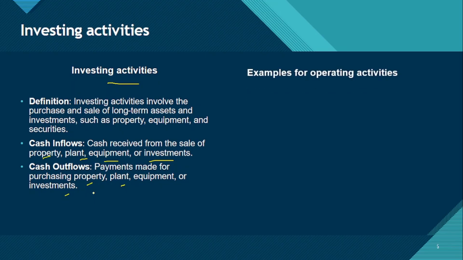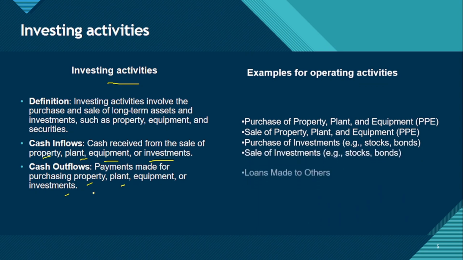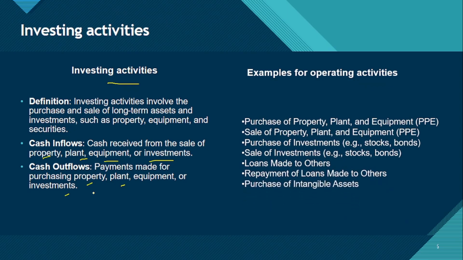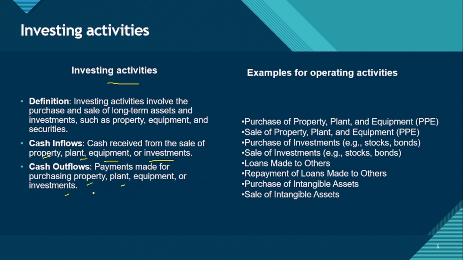Here are some examples for investing activities. The first one is purchase of property, plant and equipment, sale of property, plant and equipment, purchase of investment, sale of investment, loans made to others, repayment of loans made to others, purchase of intangible assets, sale of intangible assets. So these come under the investing activities.